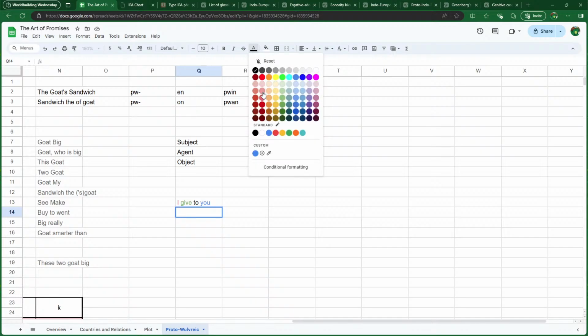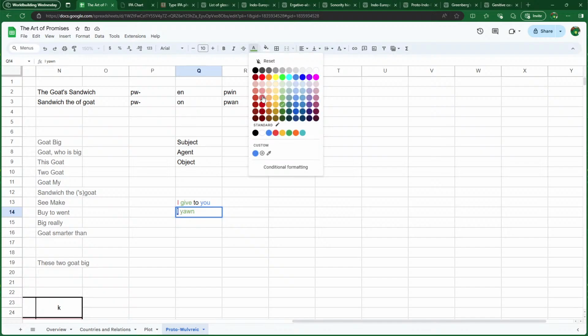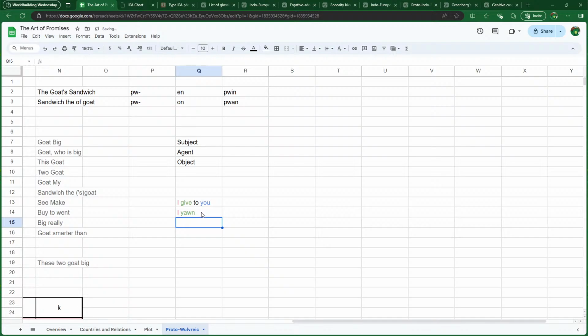But the word I yawn, right? That doesn't really mean anything. Or it obviously means I yawn, right? But to you, I mean, I yawn towards you, I guess. But the point is that this doesn't need to have an object in order to make sense. This is an intransitive verb.